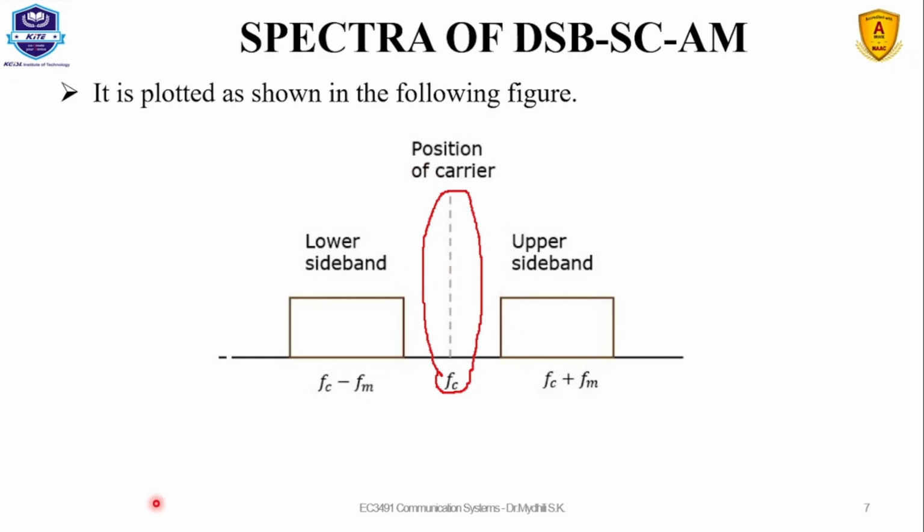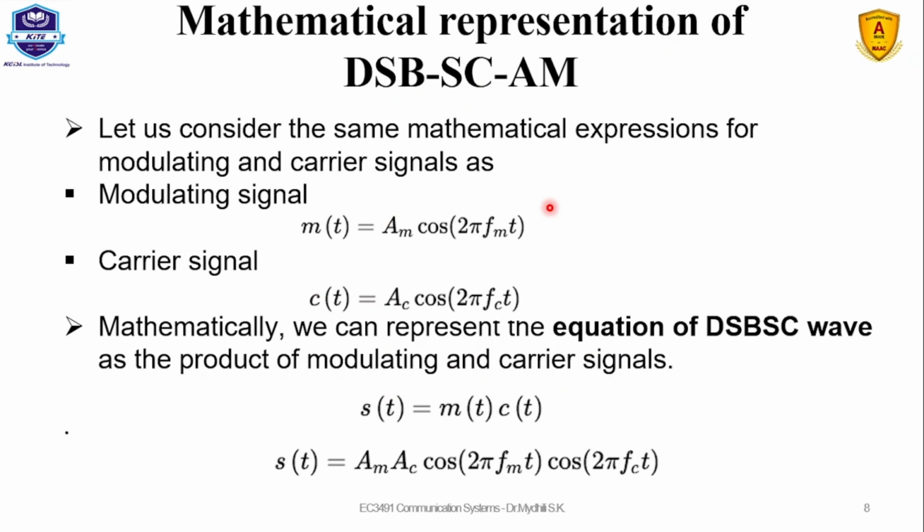Here we are going to remove the carrier and transmit only the upper sideband and lower sideband. Hence, since it contains both the sidebands, it is called double sideband, but with no carrier, so it is a suppressed carrier amplitude modulated signal. Hence the name arrived. Now we'll see the mathematical representation of DSB-SC AM.